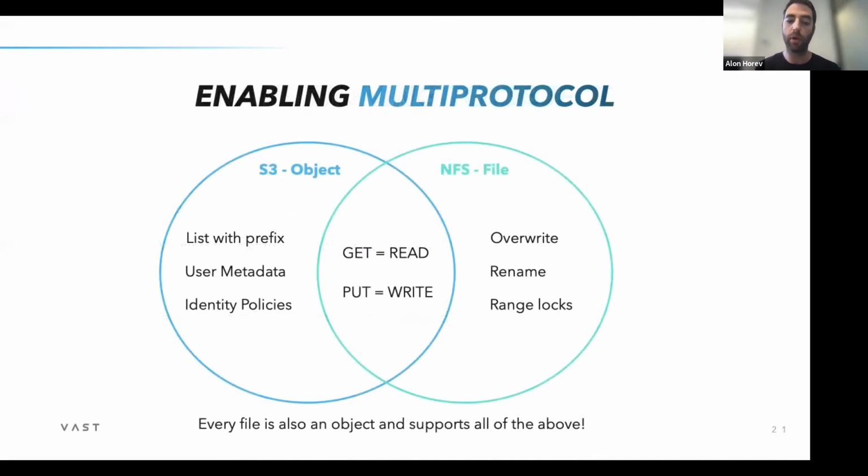So how do we enable multi-protocol? S3 objects versus NFS versus files, they're not the same thing. Like we see in the middle, a get from S3 is similar to an NFS read, and an S3 put is similar to a write, but there are also unique features to every one of these protocols. S3, for example, has listing with a prefix, which means you need to have an ordered list of all the objects. It needs to be ordered. The file system does not require ordering within a directory. S3 has user metadata that file systems don't. S3 has identity policies. On the other end, files can be overwritten, where S3 objects are immutable. Files can be renamed.